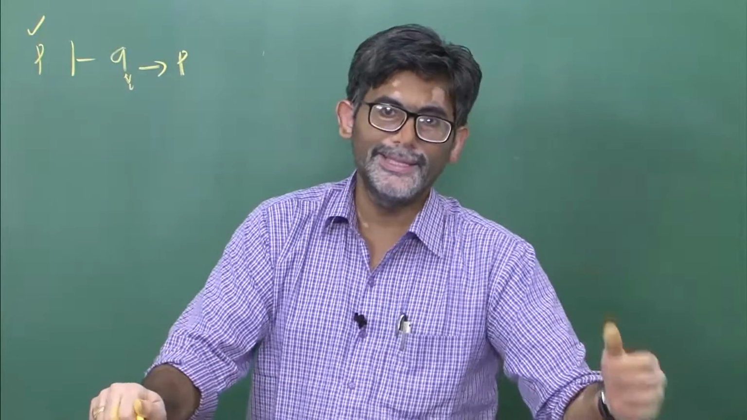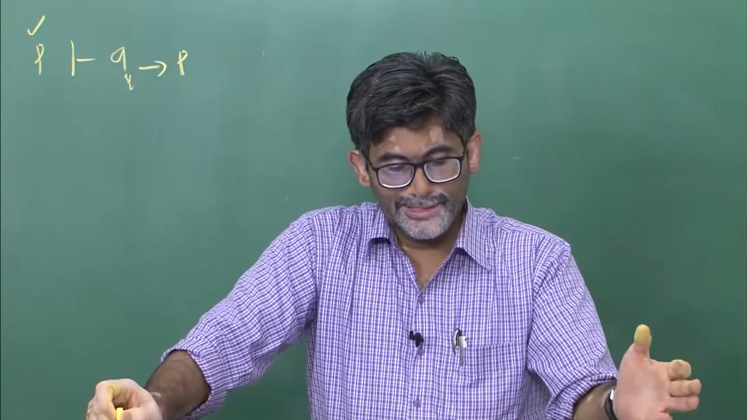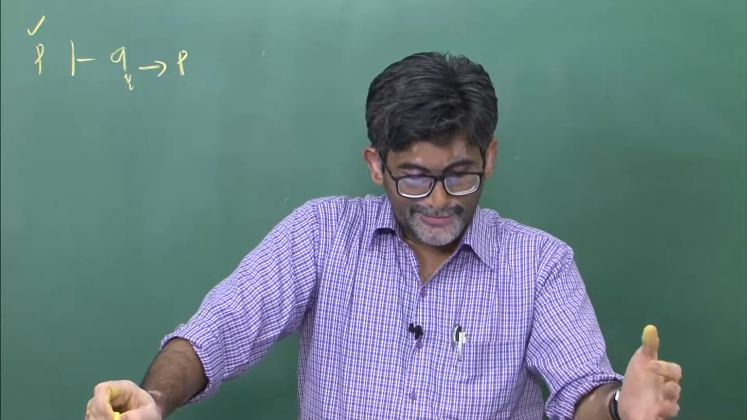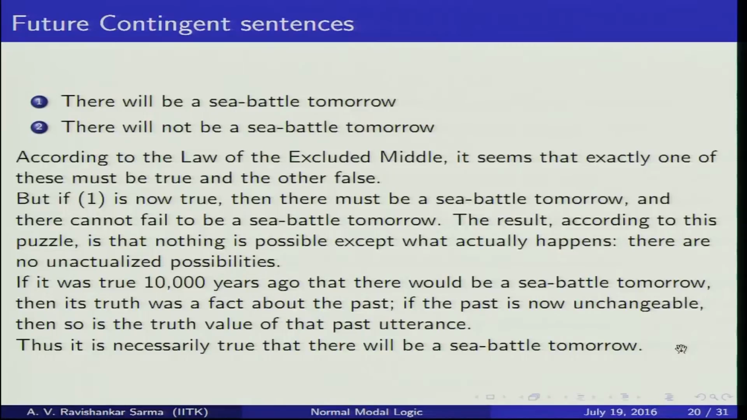Something is true, and that makes it necessarily true. If it was true some 10,000 years ago that there would be a sea battle tomorrow, then its truth was a fact about the past, and if the past is now unchangeable, then so is the truth value of the past utterance. You cannot change the utterance of the past. So thus it is necessarily true that there will be a sea battle tomorrow.